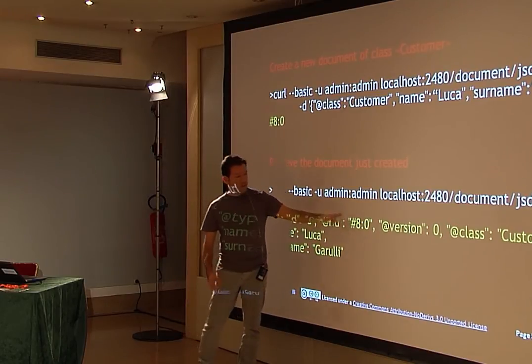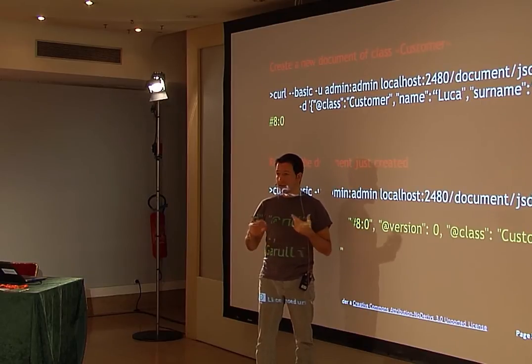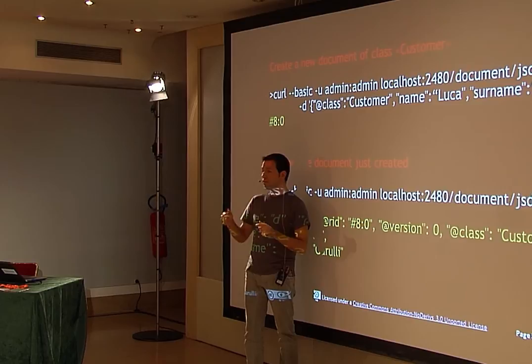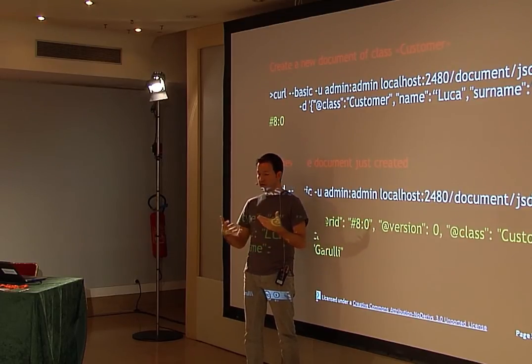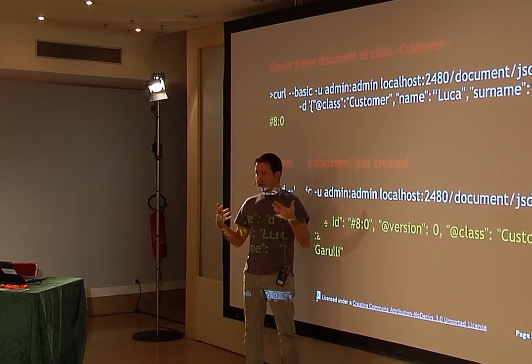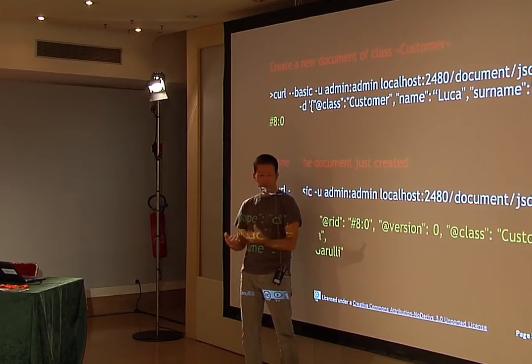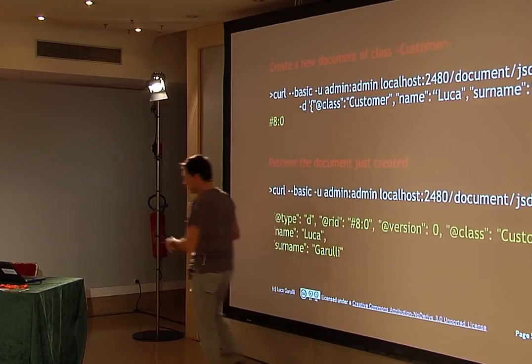The record ID, the version: OrientDB saves every time you change the record, and the version is incremented by one. This is the multi-version control system to avoid that two users read the same object, the first one saves and the other one gets an error. And the class of the object.